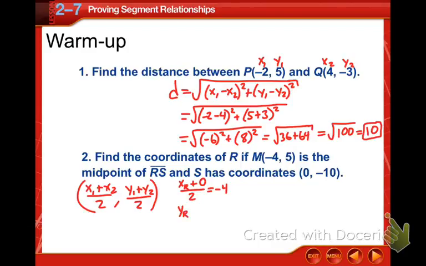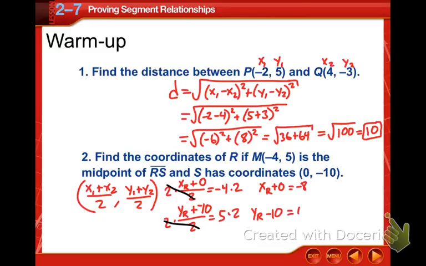And the same thing for y: yR plus our y for S, which is -10, divided by 2, and that's equal to 5. So we simplify this. We multiply by 2 on both sides for both equations, which cancels the 2 on the bottom of the fraction. So then we have xR plus 0 is equal to -4 times 2, which is -8. And yR minus 10 is equal to 10.